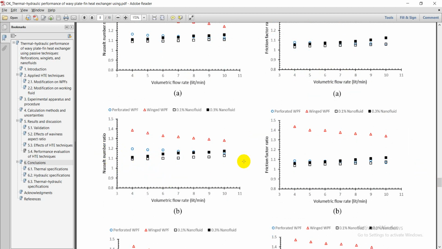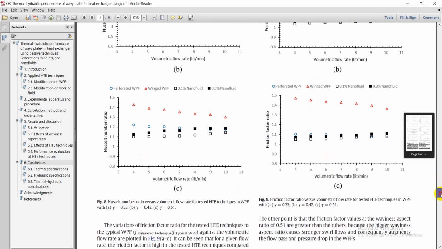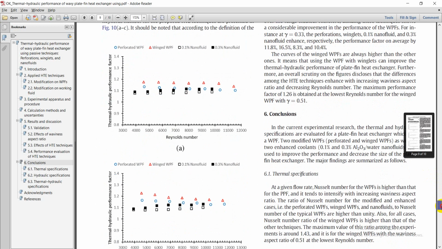Also, the Nusselt number ratio, the same. What we have also here, a Nusselt number ratio, hydrothermal performance. Also for the winged, you can see it has the highest thermal hydraulic performance. No significant change with Reynolds number. You can say no significant change for the thermal hydraulic performance factor with Reynolds number, starting from around 4,000 to 12,000 Reynolds number.